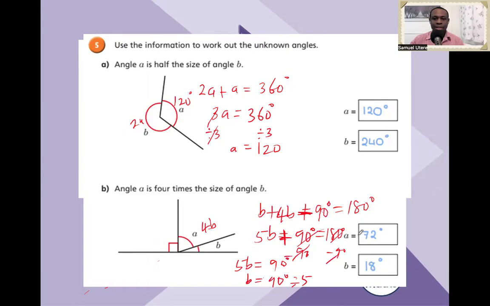And then A is 4 times B. We found B, so you can check it. 18 times 4 is 72. So 4 times 8 is 32. You write 2, you carry 3. 4 times 1 is 4, plus that 3, you carry 7. Okay?